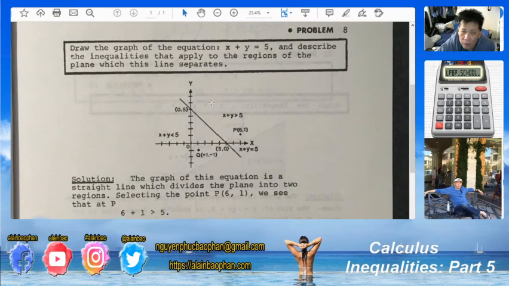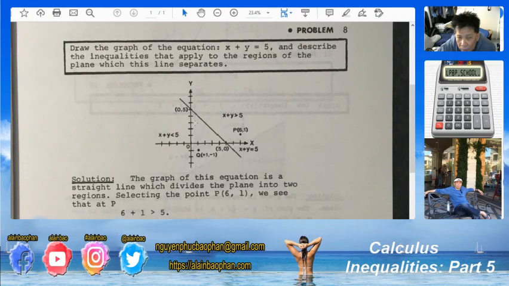So you need to define which part is greater than 5 and which part is less than 5. All you have to do is just pick 1 point under the line. Let's pick the origin point. The origin point has the coordinates 0 and 0. So put 0 here. 0 plus 0 equals 0. Is 0 less than 5 or greater than 5? 0 is less than 5, right? So this area under here is x plus y less than 5. So that's why we have the answer right here.